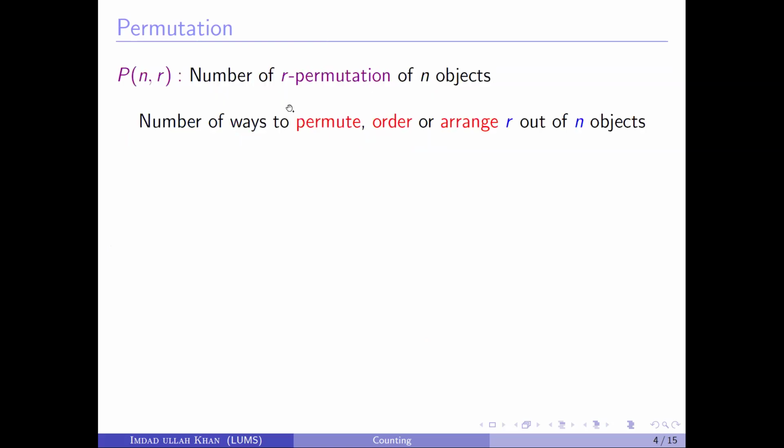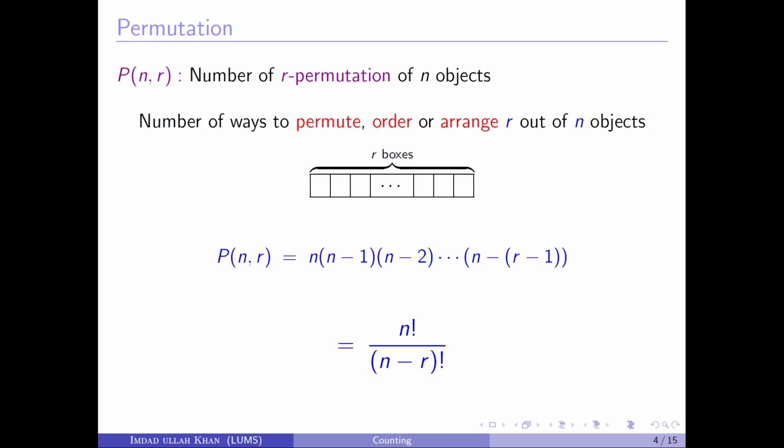So we write it as a function P of n and R. P is for permutation, n is the total number of objects given to us, and R is the size of each permutation. So what is the total number of R permutations which can be generated from n objects? Essentially we have R placeholders, R boxes, and our task is to fill those boxes. When we start, we have n choices, the number of choices keeps decreasing, and in the last box we'll have n minus R plus 1 choices.